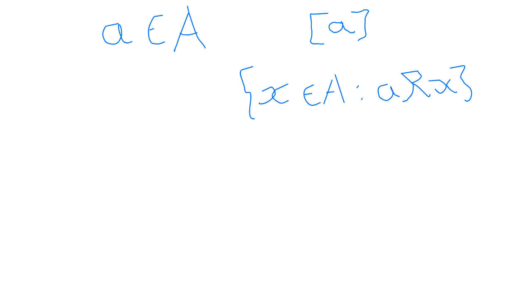Let me give you an example of this one now, so you understand what is being said right here. Let me just repeat it. Let A be a set and R an equivalence relation. An equivalence class of a, an element of A, denoted by a in brackets, is the set of x in A such that a relates to x. In other words, it's all the x's in A that relate to a, or that a relates to. All right, so here's a quick example.